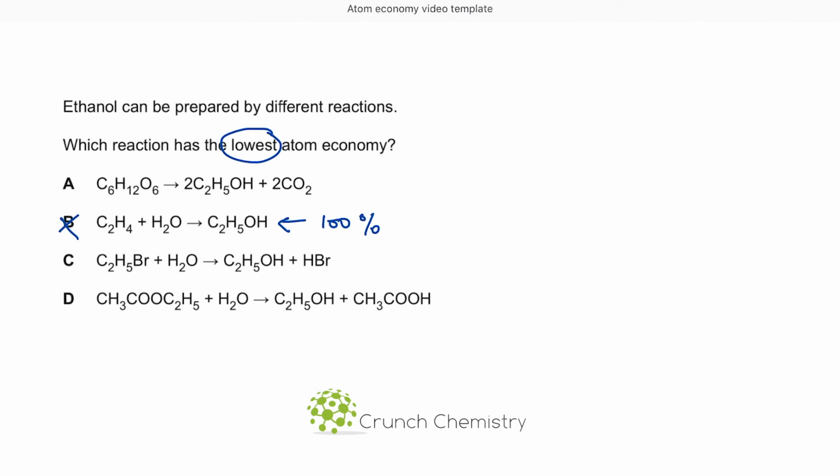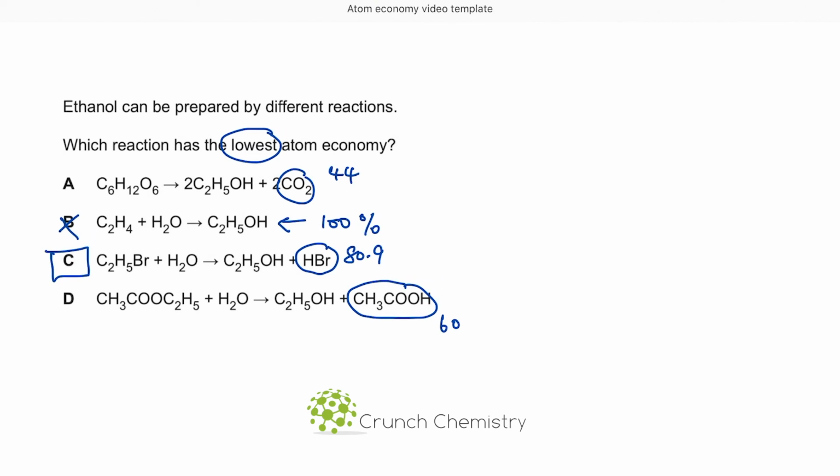If I look at the remaining 3, per mole of ethanol formed, ethanol being the C2H5OH, I've got a carbon dioxide, that's got a molar mass of 44. I've got an ethanoic acid, that's got a molar mass of 60, and I've got an HBr, which has got a molar mass of 80.9. So clearly, my answer is C. It has the lowest atom economy because it has the highest mass, essentially, of atoms wasted.